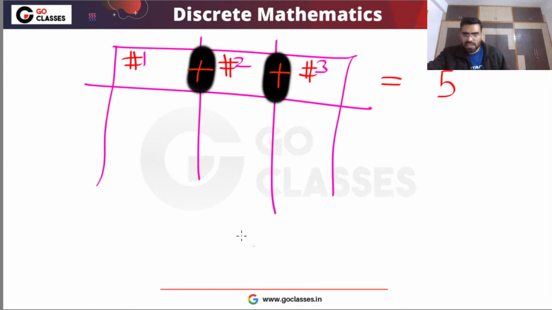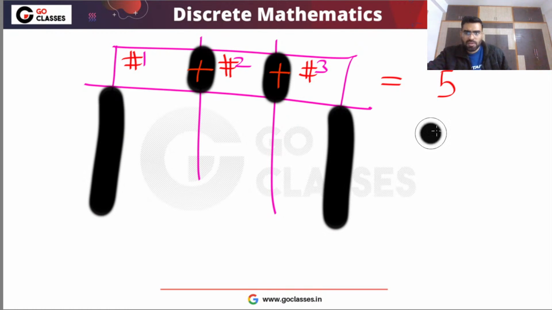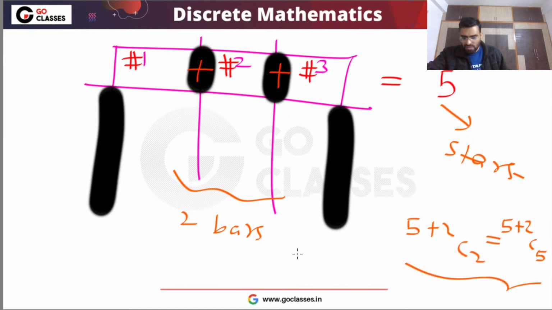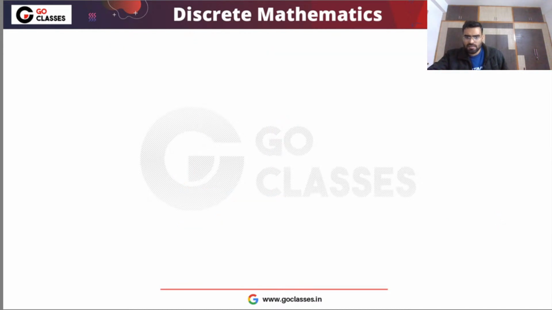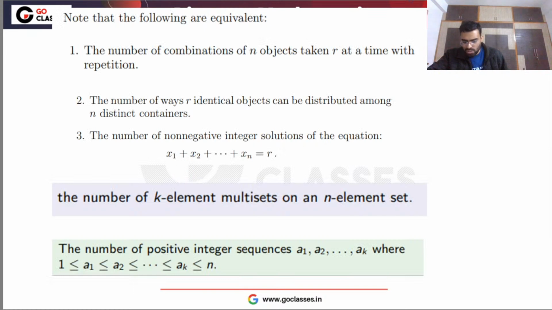So that is the reason the answer will be what? You have two bars. So total two bars you have. These are your stars, and these are the two bars. So finally the answer will be 5 plus 2C2, or I can say 5 plus 2C5. So the answer will be 7C2. Is this clear? All these problems that we have seen follow the same template, the IODB template.